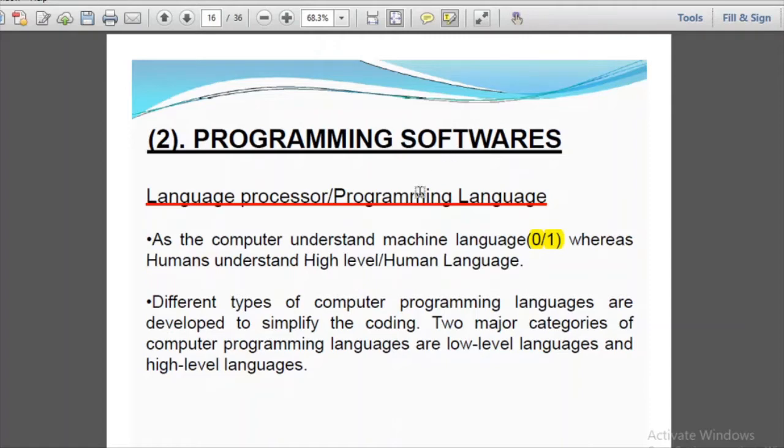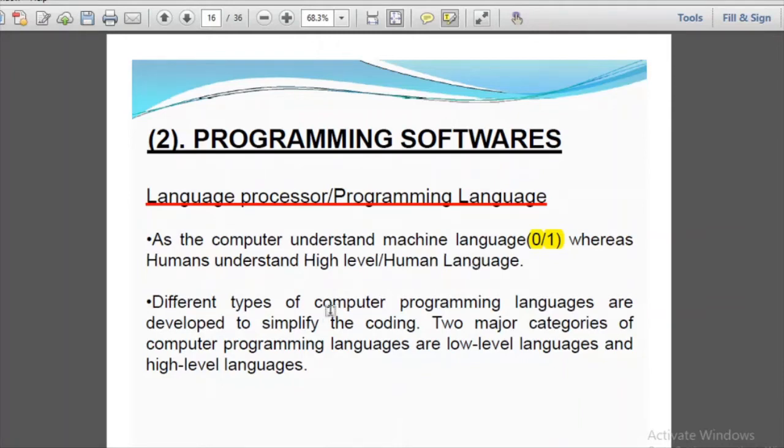Before learning programming software, let us understand what are the languages which are understood by computers and human beings. As I read, a computer understands machine language of zeros and ones, whereas humans understand high level human language. We humans talk in various languages, say Hindi, English, Punjabi, French, German, etc. But machines understand the language of zeros and ones. So we as humans can't write our codes in 0 and 1 because it will be very complicated. The most commonly used language for coding is English.